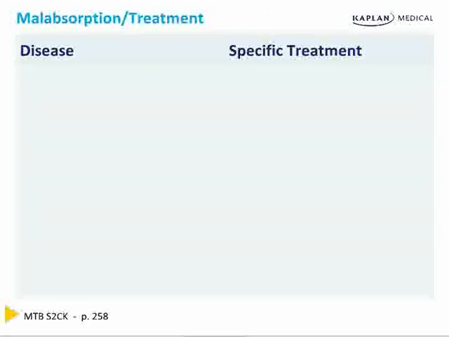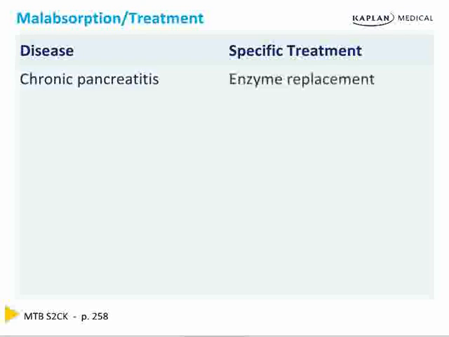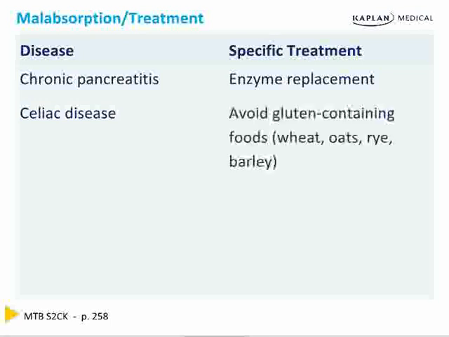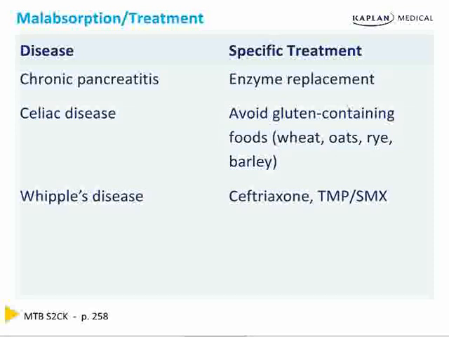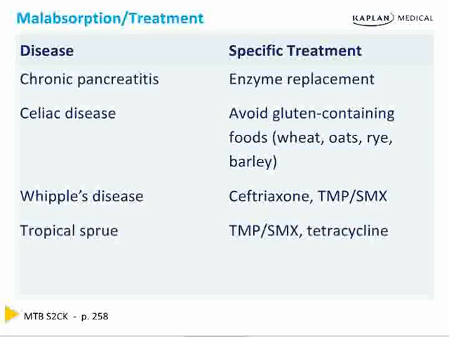For patients with chronic pancreatitis, the specific treatment is enzyme replacement. For those patients with celiac disease, the treatment is to avoid gluten-containing foods such as wheat, oats, rye, and barley. For Whipple's disease, we treat them for a very long time, up to a year in some cases, with ceftriaxone or trimethoprim sulfamethoxazole, which is also known as Bactrim. For tropical sprue, we do the same thing. We consider Bactrim or tetracycline for a very long extended course.